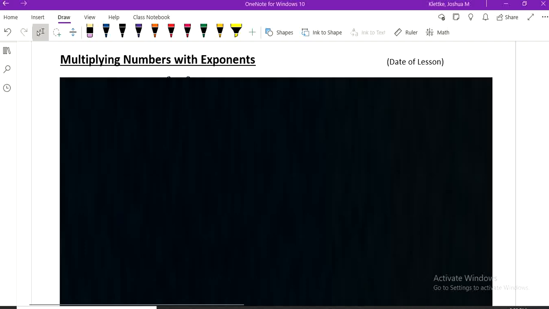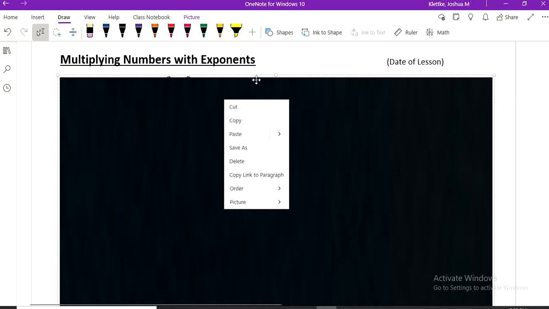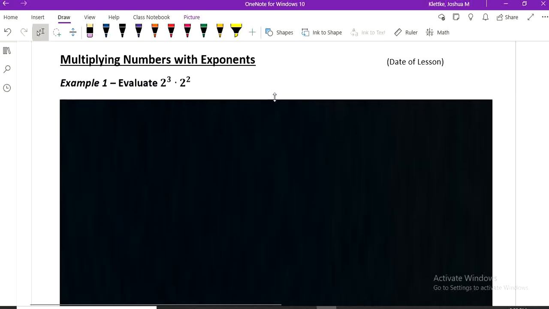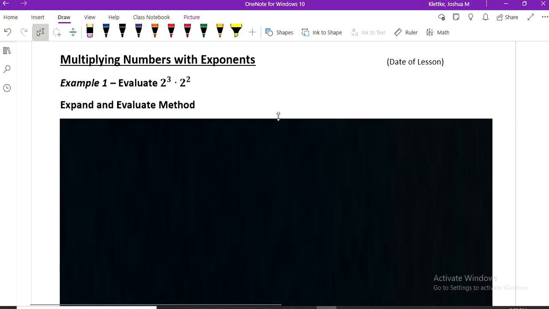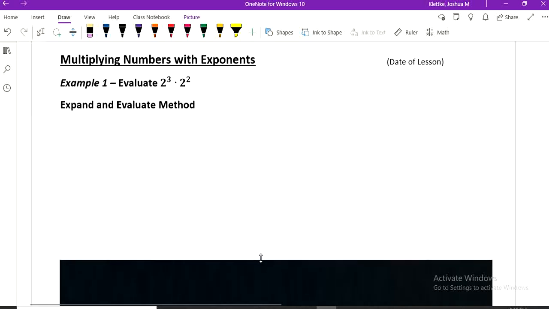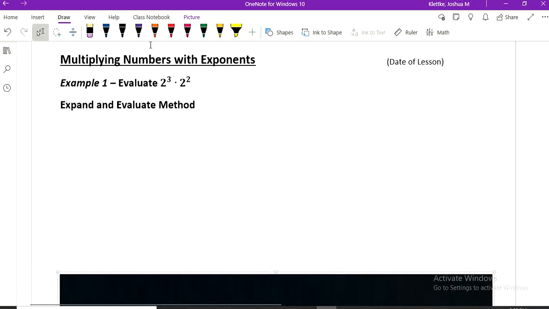Okay, today we're looking at multiplying numbers with exponents. So, before we get into a shortcut for multiplying numbers with exponents, let's look at an example using the expand and evaluate method. Then, based on this, we will be able to come up with a shortcut that will make things super easy. So, we are asked to expand and evaluate 2 to the third times 2 to the second.